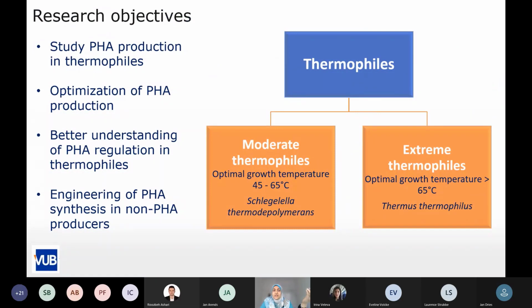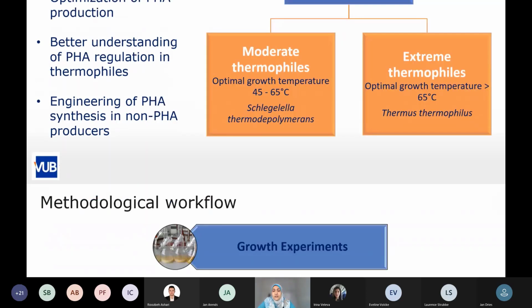So my research objective is to study PHA production in thermophiles, and here by thermophiles I mean both moderate thermophiles and extreme thermophiles. Moderate thermophiles are those with an optimal growth temperature between 45 and 65 degrees Celsius, while extreme thermophiles have an optimal growth temperature above 65 degrees Celsius. And also I'm aiming to optimize the PHA production and to gain a better understanding of PHA regulation in thermophiles. And finally, I would like to engineer PHA synthases in non-PHA producers.